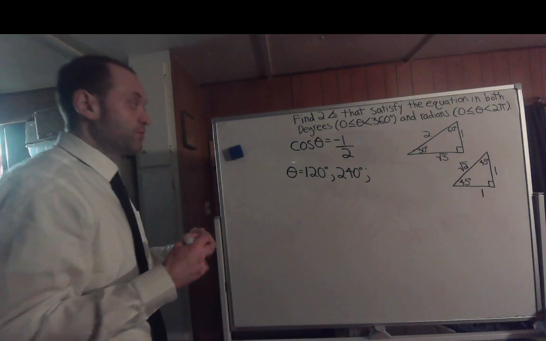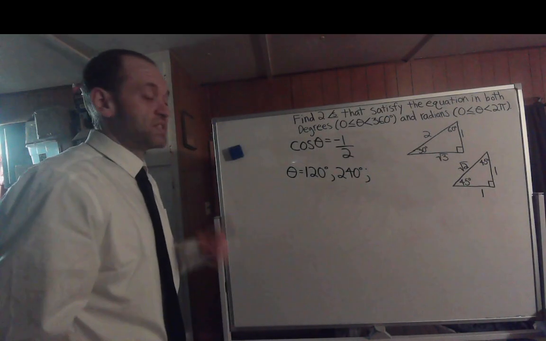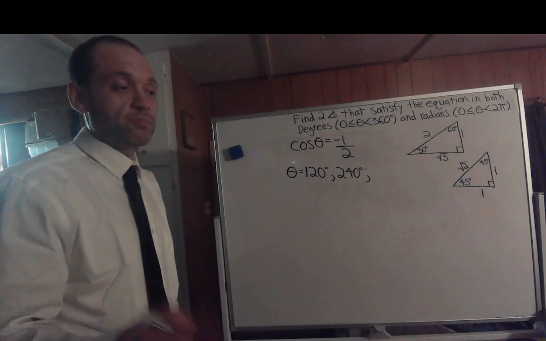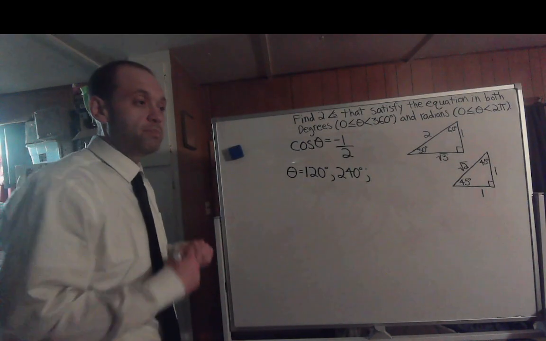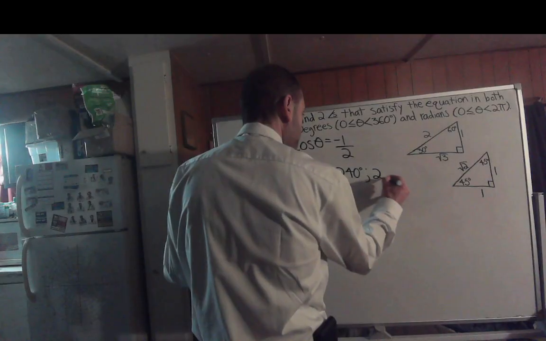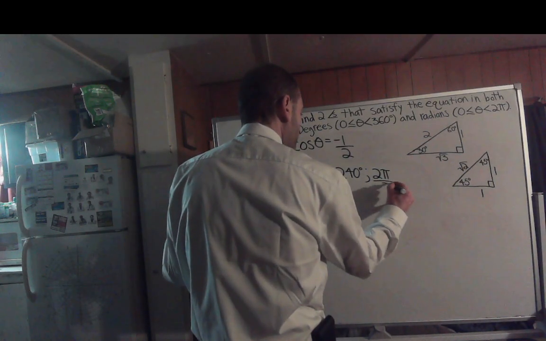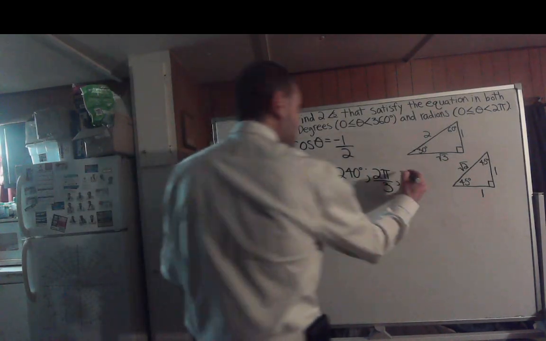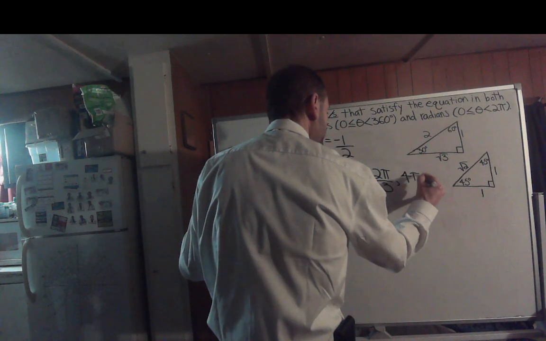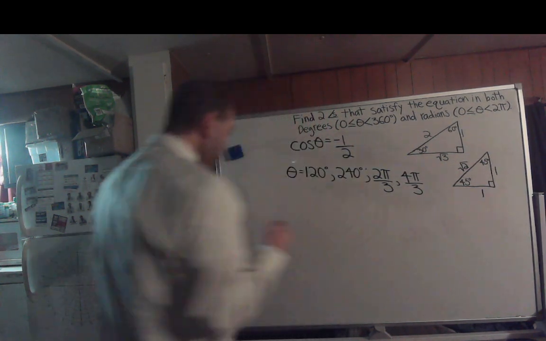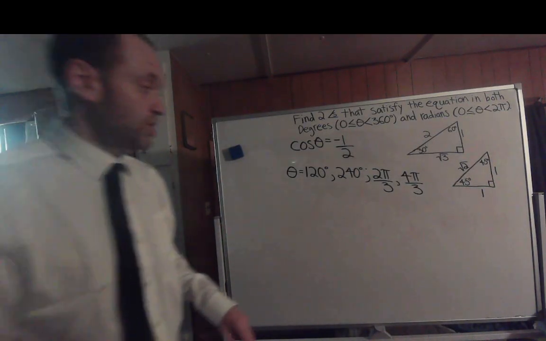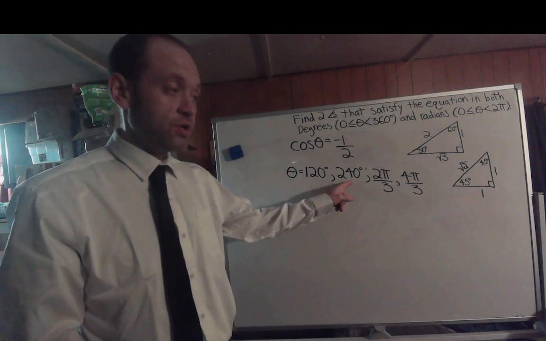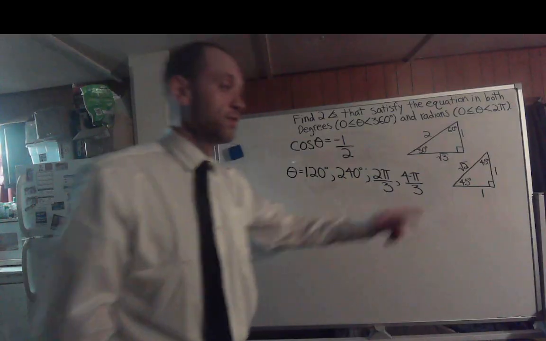Now we need to find radian measures. So 60 degrees is the same as pi over 3, so subtract that from pi in the second quadrant, you would end up getting 2 pi over 3. And then to get your third quadrant equivalent, take that pi over 3, add it to pi, you would end up getting 4 pi over 3. So the two angles you should get are 120 degrees or 2 pi over 3 radians and 240 degrees or 4 pi over 3 radians.